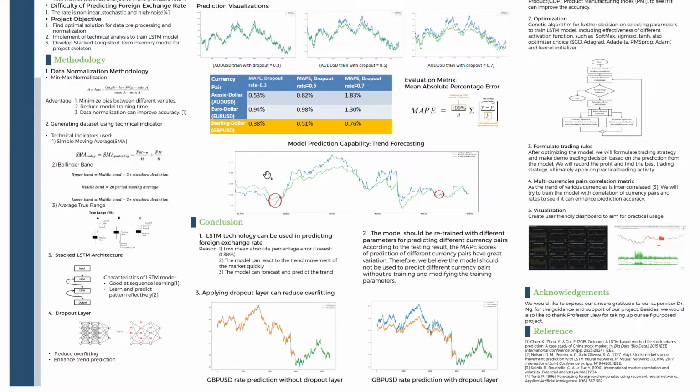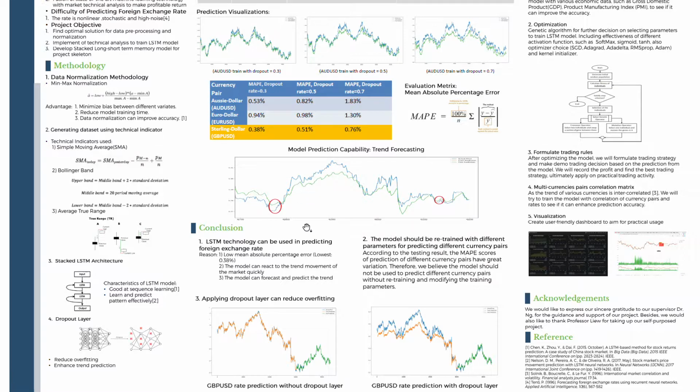We also want to talk about our model prediction capabilities. As you have seen, the green line is the prediction and the blue line is the actual rate trend. And we found that many times the prediction can forecast the trend and move before the trend goes up, and that's why we think that this model has prediction capabilities.